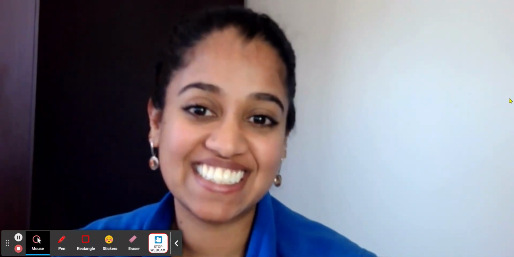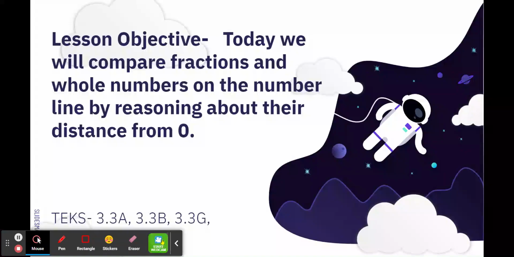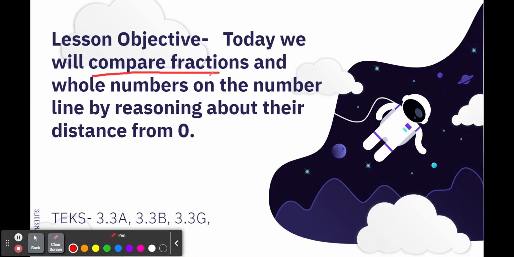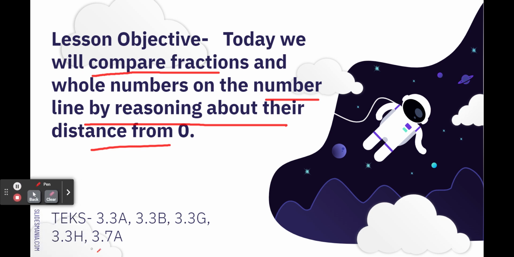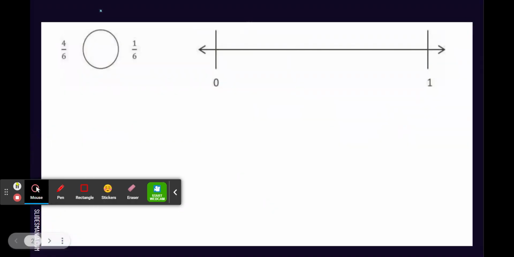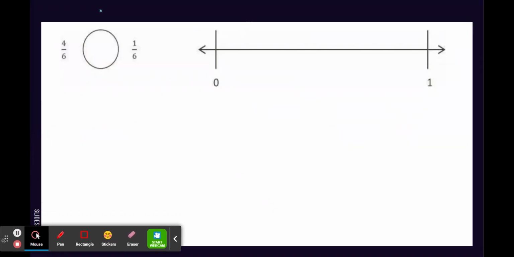Let's go ahead and take a look at today's lesson objective. So today we will compare fractions and whole numbers on the number line by reasoning about their distance from zero. So the TEKS we're focusing on today are 3.3A, 3.3B, 3.3G, 3.3H, and 3.7A. All right, let's go ahead and get started with our lesson for today.